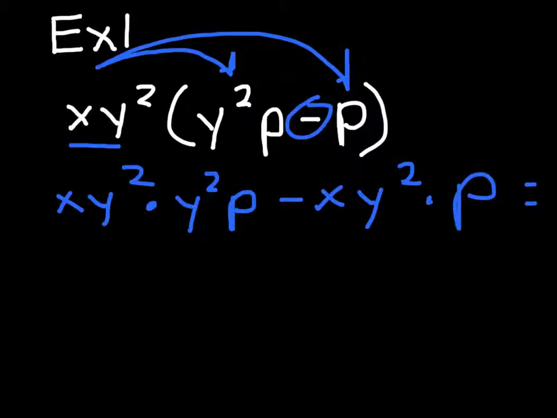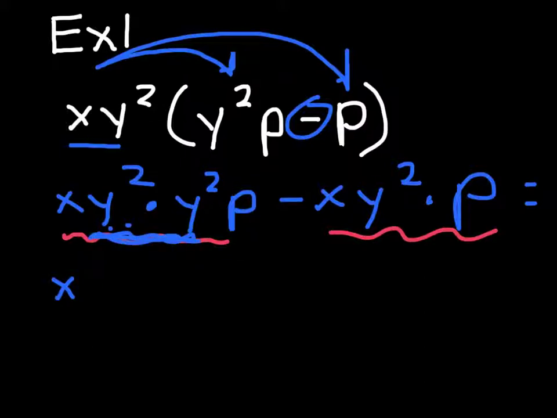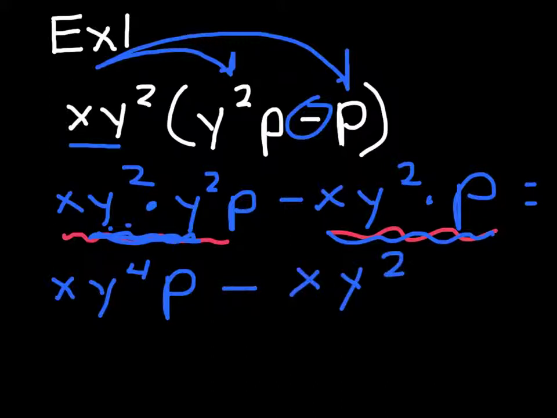Now I'm going to simplify this. So I'm going to do my multiplication. And let's see. In the first part, okay, I've got an x, right? Now what's y squared times y squared? This part right here. Well, you add the exponents. So that's y to the 4th. And then p. Minus. Now on the part right here, really there's nothing I can combine. So I just have an x, y squared, p.